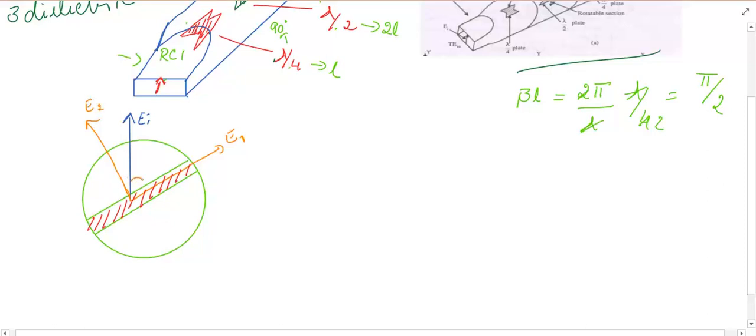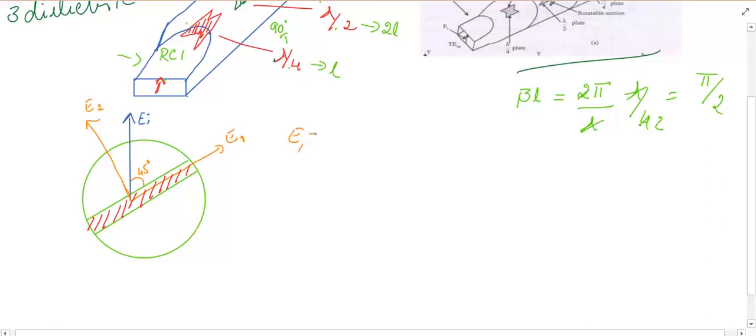Our EI makes an angle of 45 degree because our first plate is making an angle of 45 degree with the horizontal line or the vertical line, whatever it is. You can consider it in that way. So here what happens? The EI is split into two components. One is E1, the other one is E2. Now we'll write the expressions for E1 and E2.